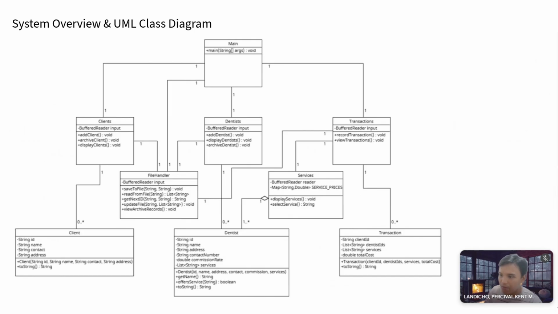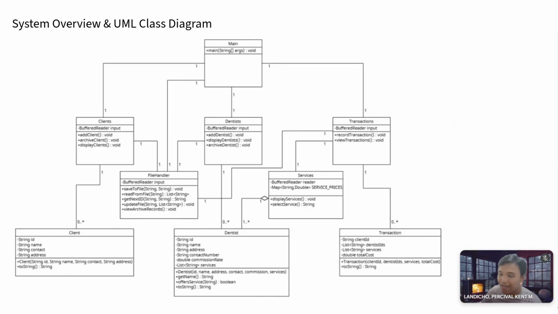The first class I will explain is the client class. It has 4 private attributes: ID, name, contact, and address, all of type string. The constructor accepts all 4 values and initializes the object. It overrides the toString method to return the client's data as a comma-separated string, which is then saved to the client's text file. In the real world, this class represents a patient visiting the dental clinic.